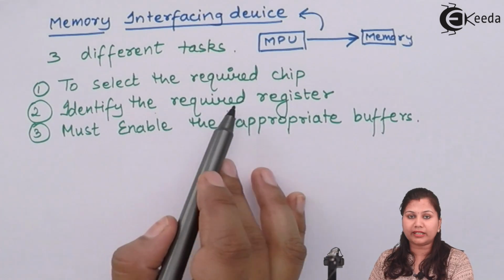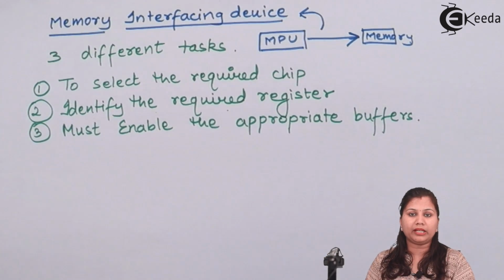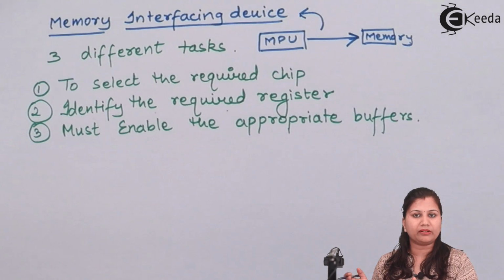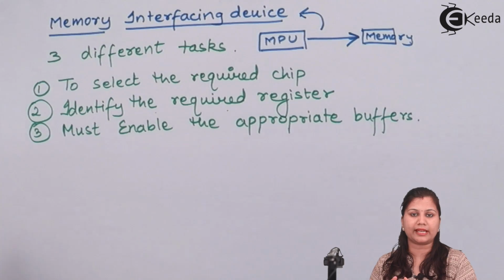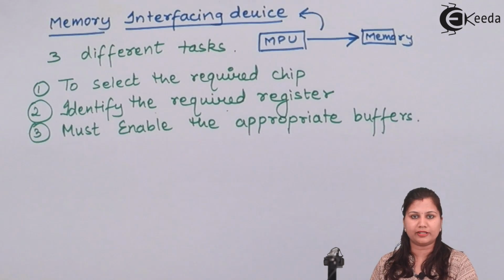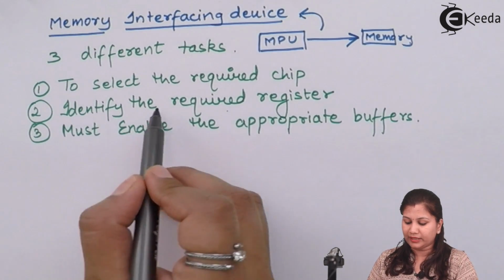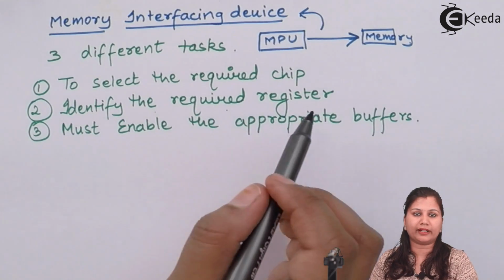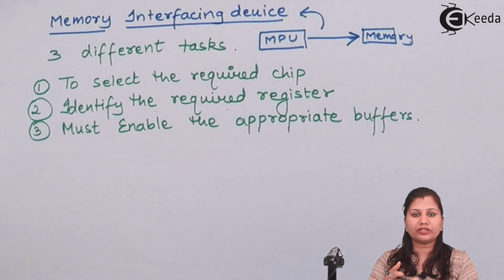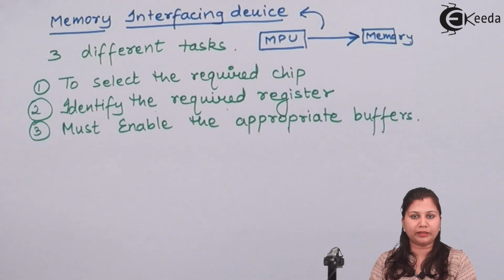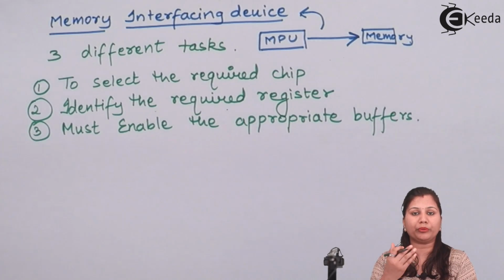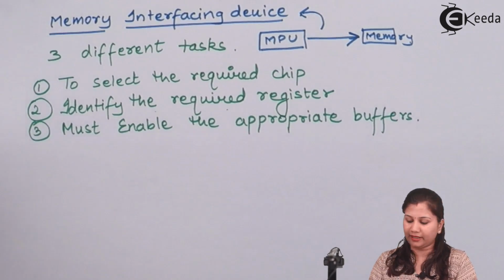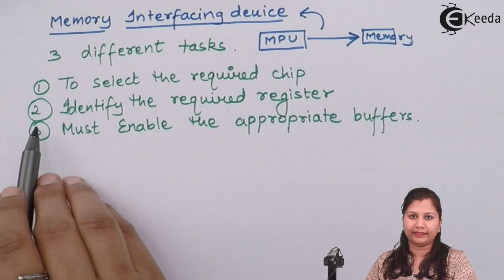Then to identify the required register. Now memory is composed of various memory registers, and these memory registers have different memory locations. Addresses are defined for each register. So the next step is to identify the required register, which means first the memory chip will be selected, and in that memory chip, the register from which we want to read the data or to which we want to write the data will be identified.